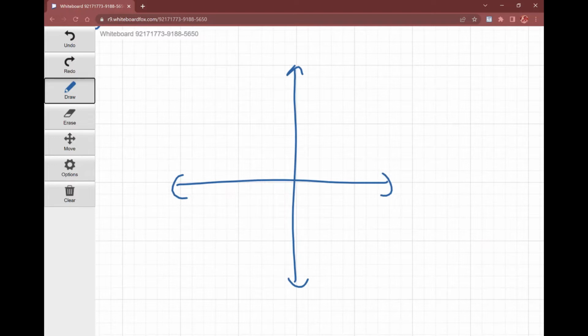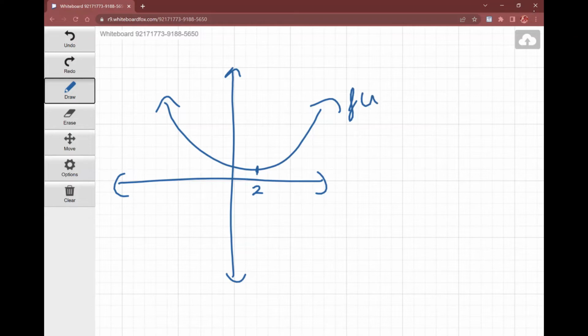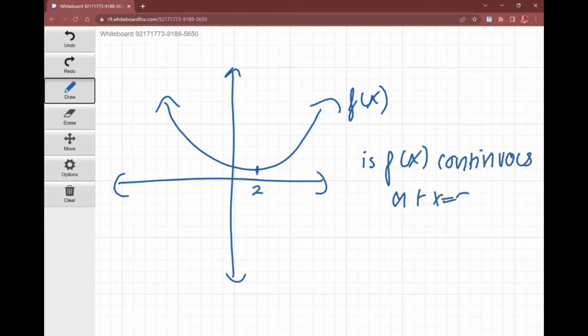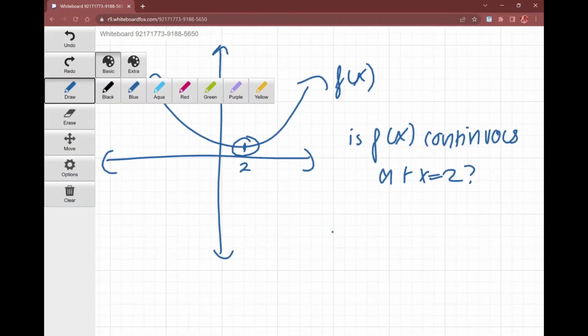So if I have the function like, okay, here, and I choose this, about 2, and I say this is f of x, and I say, is f of x continuous at x equals 2? And your answer is yes, because there's a smooth unbroken point.